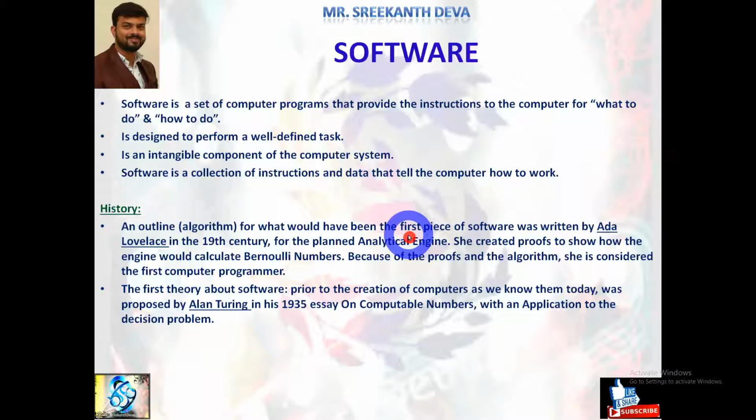Okay. See, software is an intangible component of the computer system. Intangible components means those components or parts which we cannot touch physically. So in simple terms, we can say that all those computer applications or programs which run behind the monitor screen are known as software.